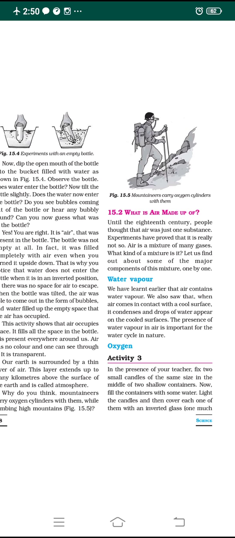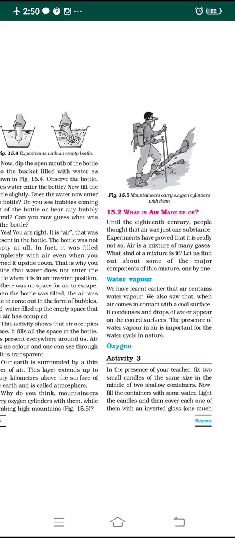Due to evaporation, water goes into the air in the form of water vapor, the air rises up and forms clouds, and the water falls down again in the form of rain. This process carries on. For that, evaporation has to take place in the form of water vapor. That's why it plays a very important role in the water cycle in nature.